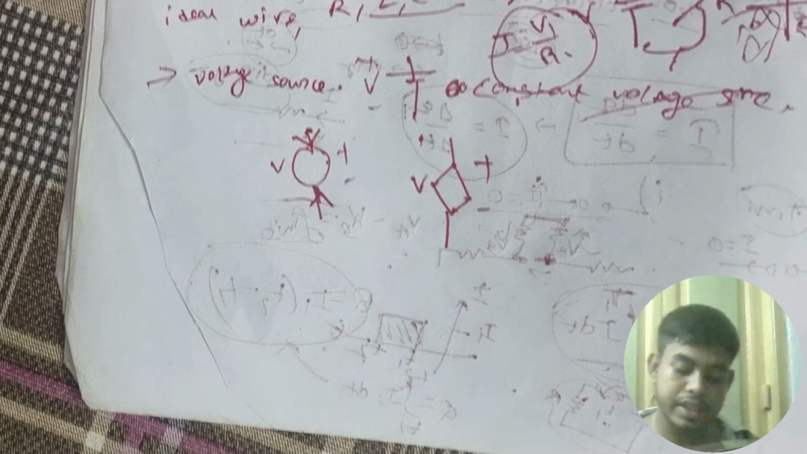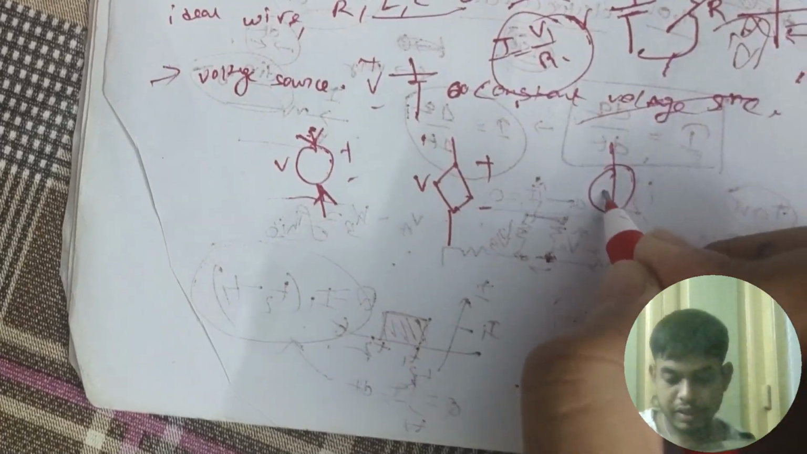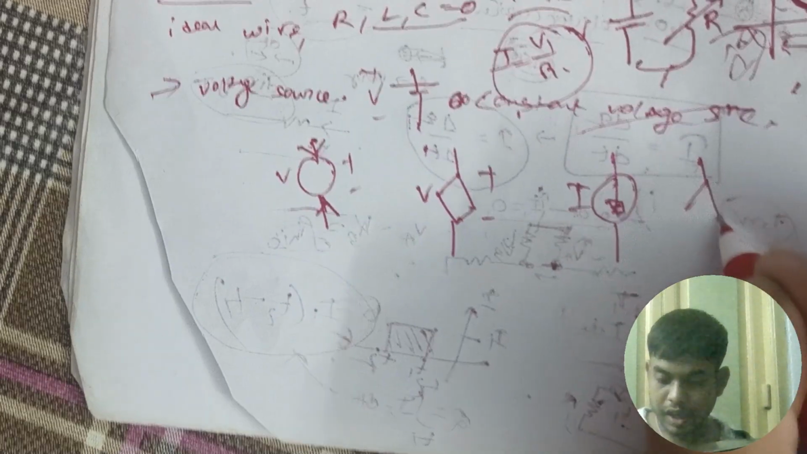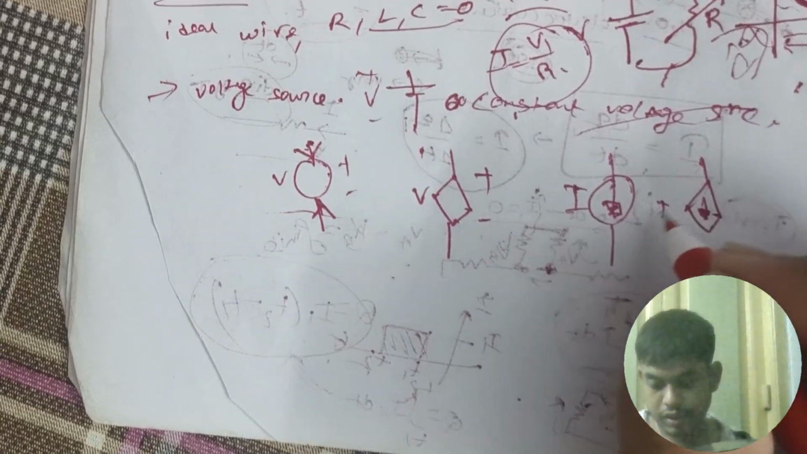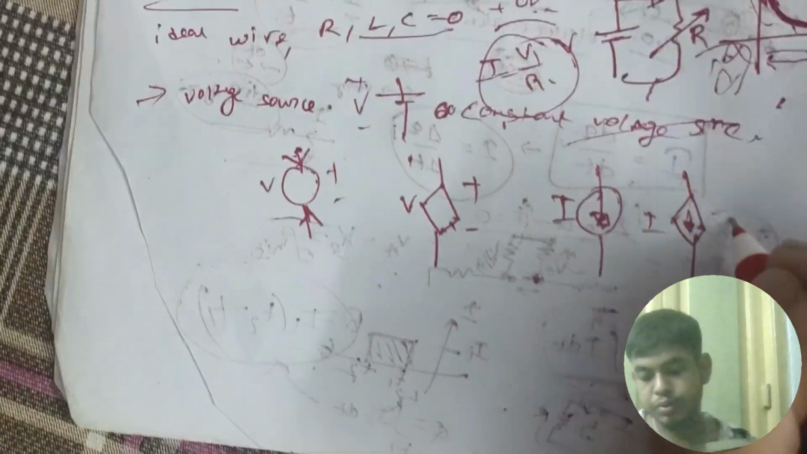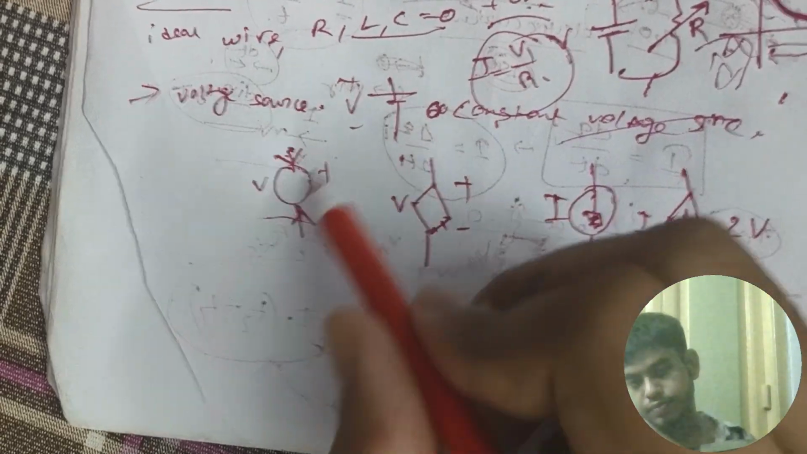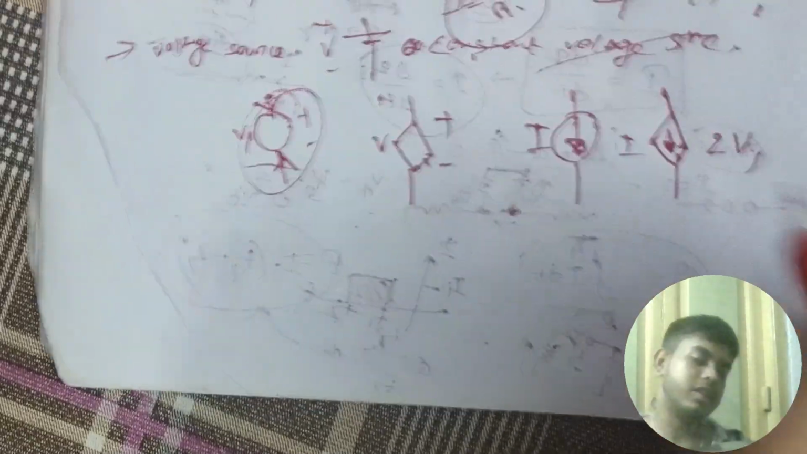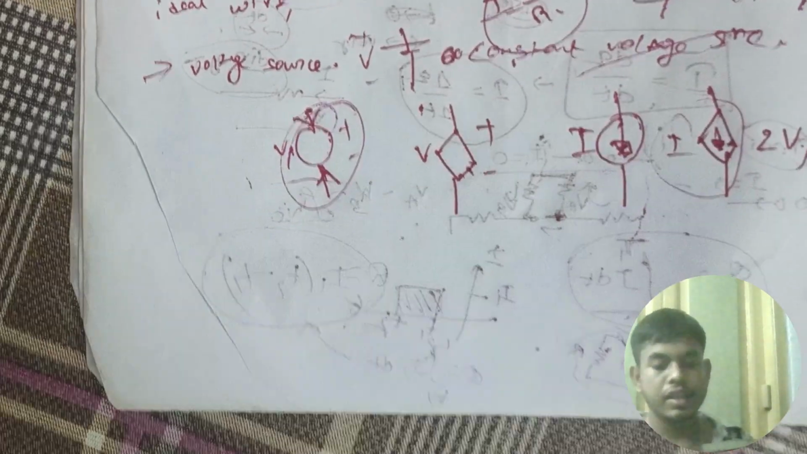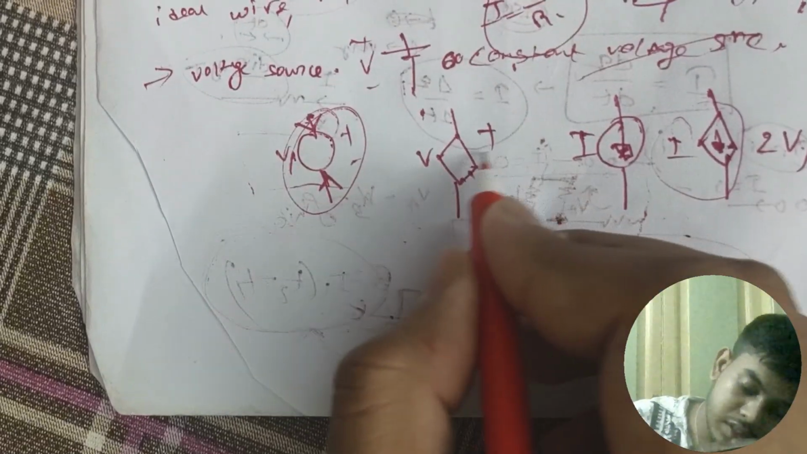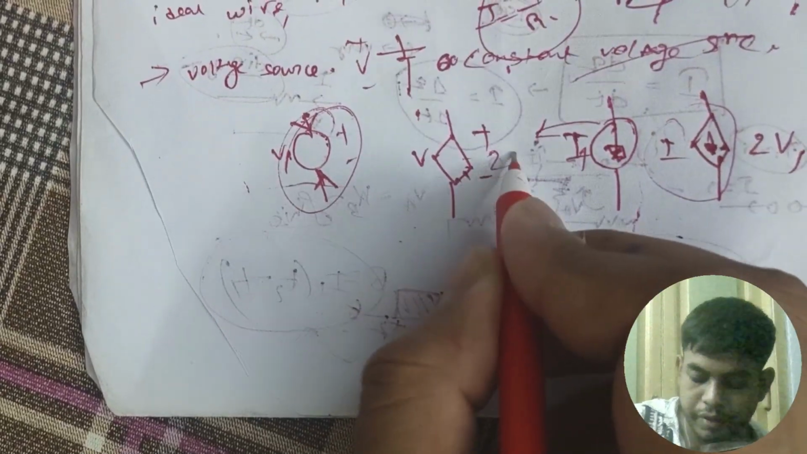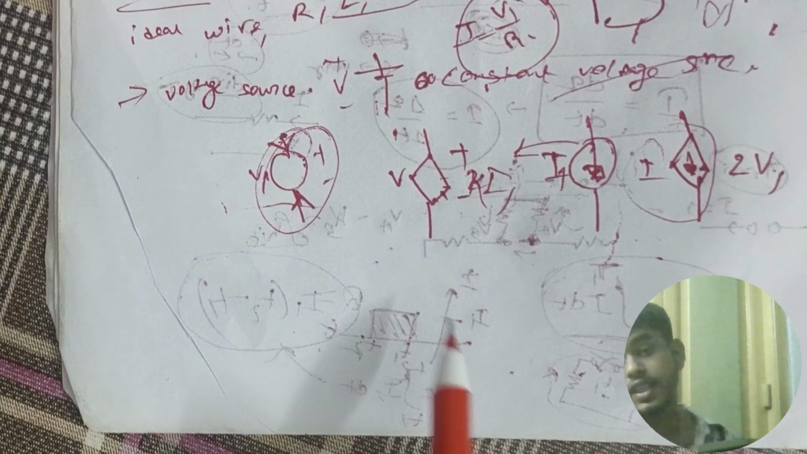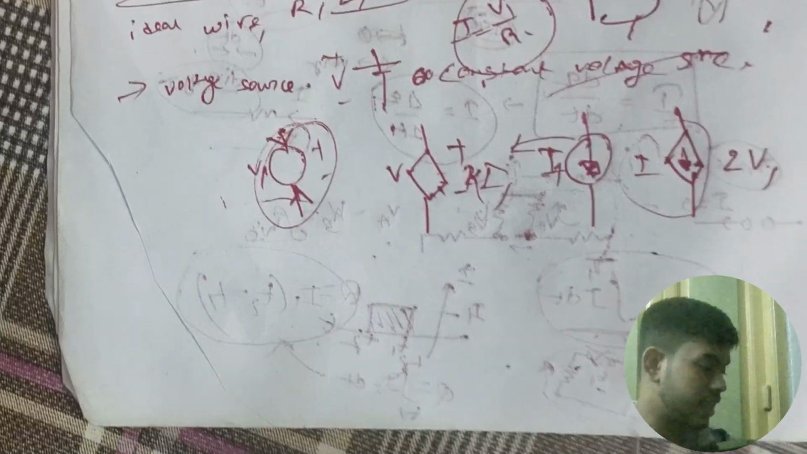Then the current source. What is the current source? A current source is like this. A dependent current source is like this. Suppose it is dependent on this one. Whatever the value of V, as it increases or decreases, the current source will change accordingly. So this one is dependent on this one. K is the scaling factor.